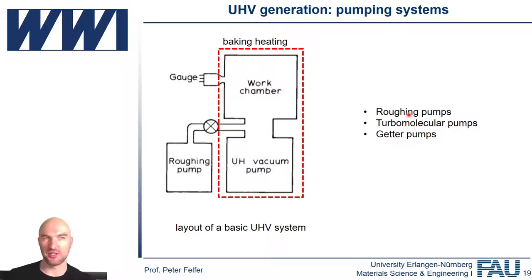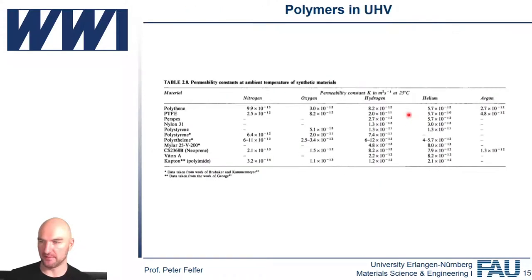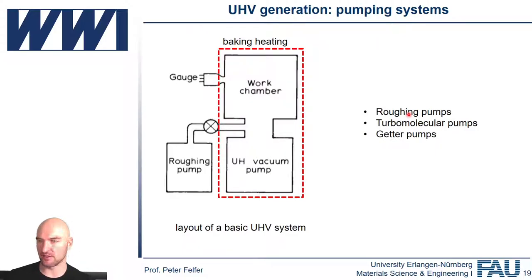Okay, so let's get into the UHV generation. So now we have a chamber, and we have made sure we don't get a lot of outgassing. So the question is, how do we get to the vacuum? And the first step is actually that we need roughing. There is currently no pump in existence that can get you from ambient pressure down to UHV with just one pump. So you're always going to have a system that consists of at least two pumps. One is a roughing pump that gets you from ambient pressure to some intermediate pressure, and one pump that gets you from that intermediate pressure down to UHV.